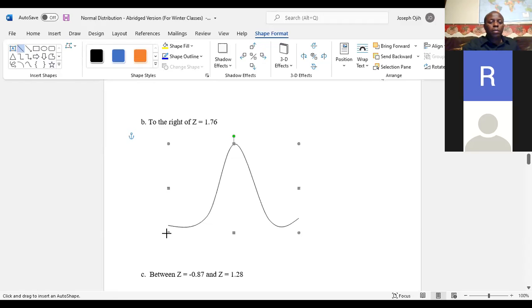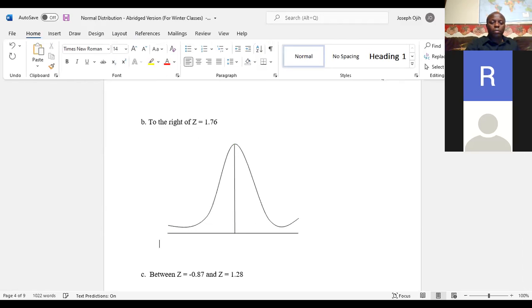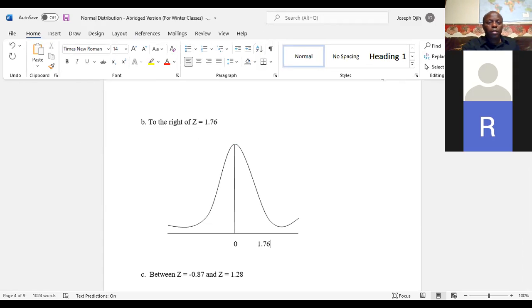Then you draw it. Now 1.76 is positive, that's why it's on the right side, but it says to the right of it now. Put a center, always put a center, which is 0. You can see this, right? 1.76. You can see this, right? Am I right? Yes.